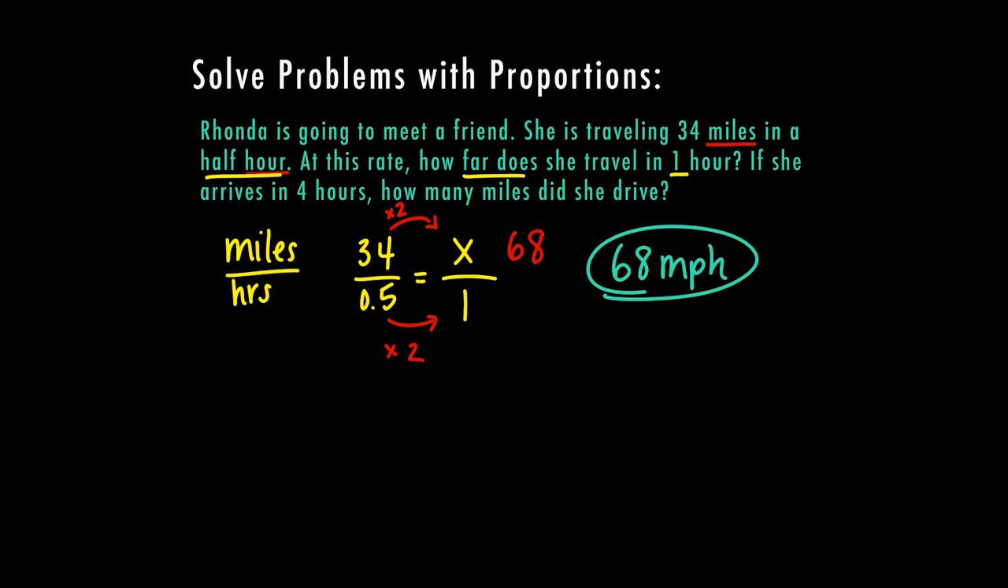Now it wants to know if she takes 4 hours to get there, then how many miles did she drive? Well, if she goes 68 miles per hour, we're going to multiply that times 4 in order to figure out how many miles she drove. And in this case, Rhonda went 272 total miles. So there's the answer to our two questions.